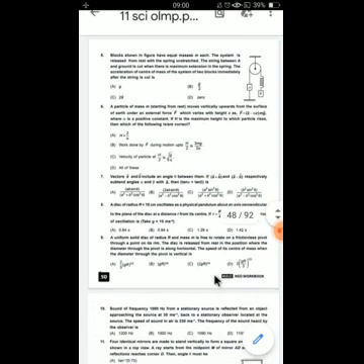7. Vectors A and B include an angle theta between them. If A plus B and A minus B respectively subtend angles alpha and beta with A, then tan alpha plus tan beta will be the option. As you can see, two vectors A and B are given, and both vectors have an angle theta between them. So we need to add them.